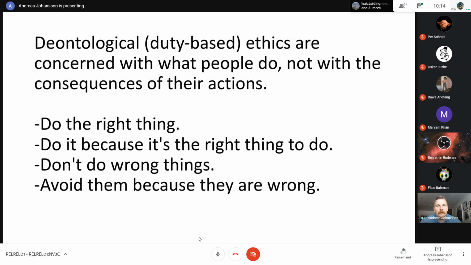But the idea, the duty-based deontological way of thinking, is basically that you should do the right thing. You should do it because it's the right thing to do. Don't do wrong things, and avoid them because they're wrong. So it's a very straightforward way of looking at how to deal with situations. The problem then occurs, obviously, that, okay, what is right and wrong? What is the right act? Someone needs to have come up with these things, right? And I think here is also where deontological ethics are faced with critique.